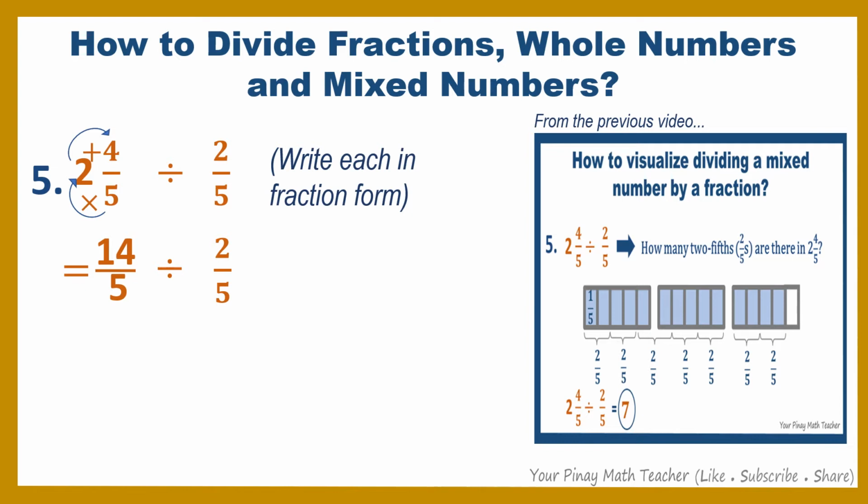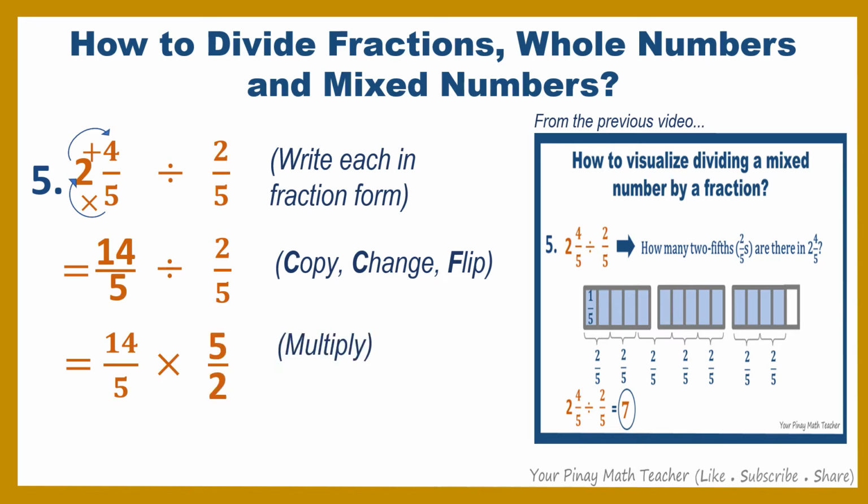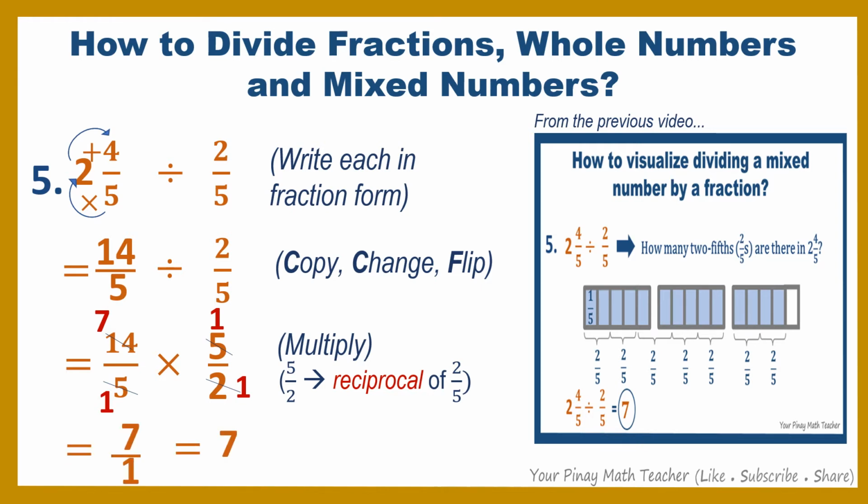Once you have each number in fraction form, then you can do the 3 steps. Copy, change, flip. Copy 14/5, change division to multiplication sign, and then flip 2/5, which is equal to 5/2, and then multiply. 5/2 is the reciprocal of 2/5. 14 and 2 can be reduced by 2, so 14 becomes 7 and 2 becomes 1. Also 5 and 5 by 5, so we get 1 and also 1. So our answer is 7/1 or simply 7.